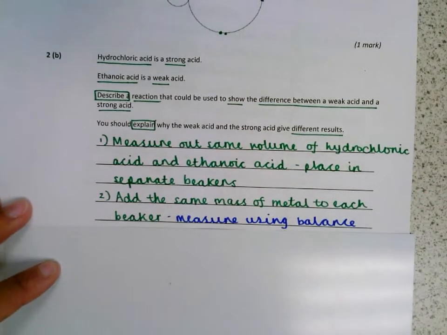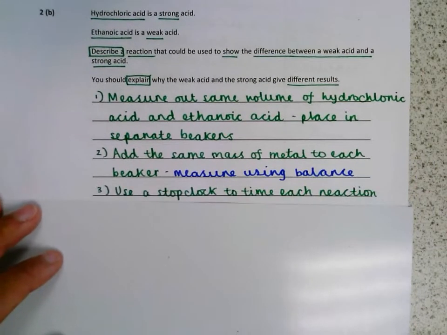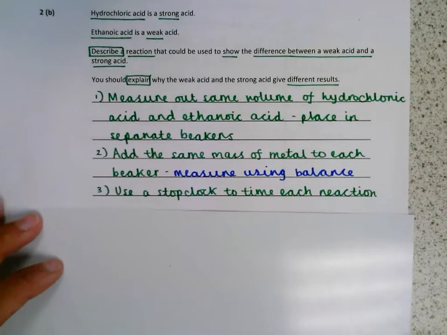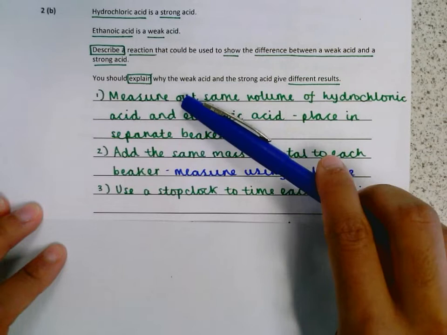Or you could have said measure 20 grams as opposed to same mass. Use a stop clock to time each reaction. And then that's the description of the reaction.